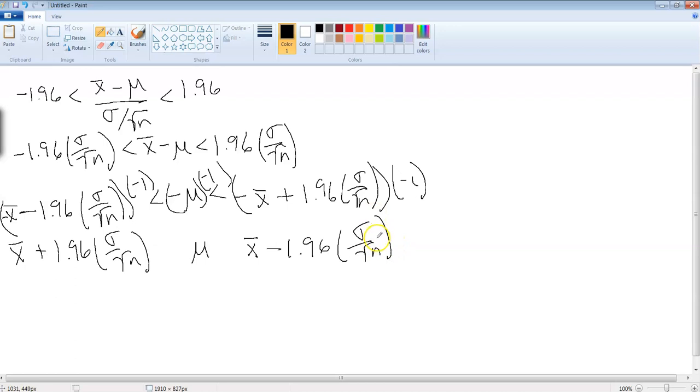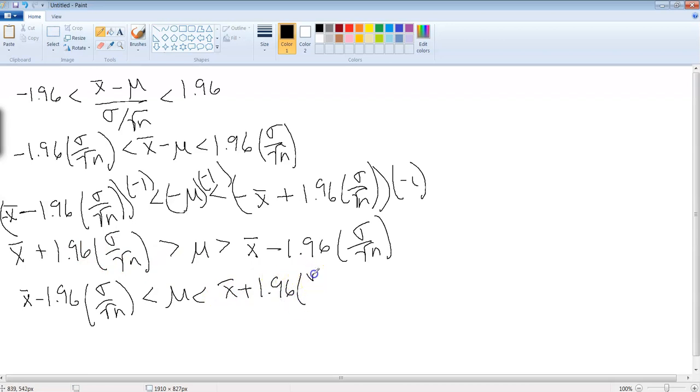You may remember, though, from algebra, if you multiply both sides of an inequality by negative 1, you have to switch the direction of the inequality. And so instead of less than, we get greater than. So if we switch that back around, we get x bar minus 1.96 times sigma over the square root of n less than mu less than x bar plus 1.96 times sigma over the square root of n.